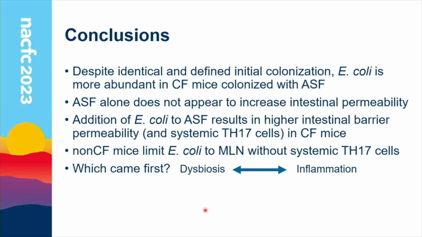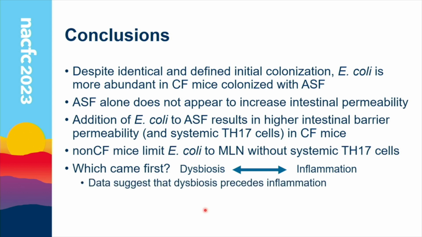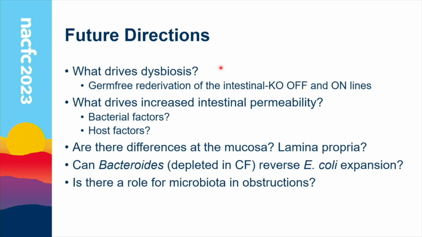And then in terms of my question of which came first, the dysbiosis or inflammation, I think the data suggests that the dysbiosis even precedes inflammation, at least in terms of that ASF community, where you already see a shift in the microbiota before there's even any change in permeability. And so for future directions, I'm obviously interested in determining what's driving this dysbiosis at the beginning. Craig Hodges has a couple of these great mouse models, where there's a floxed allele of CFTR, and you can express Cre using the villin Cre promoter to delete, or actually, either delete or turn on CFTR in intestinal epithelial cells. And we've made the off mouse germ-free, and we're in the process of beginning these studies there to see if that's sufficient to drive the dysbiosis.